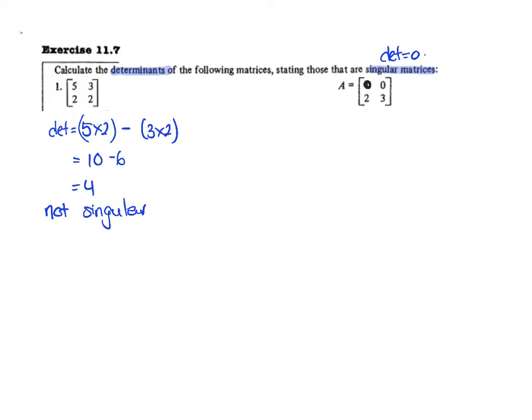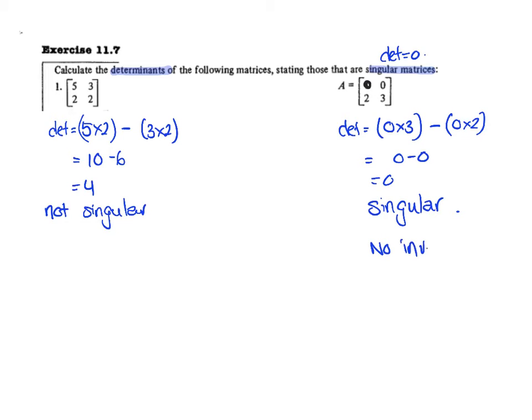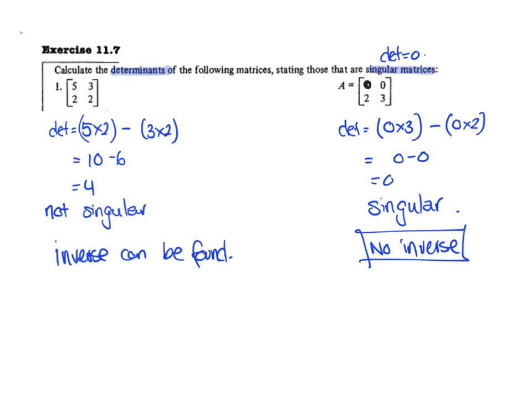Okay, let's do this one. The determinant, what will it be? It'll be 0 times 3 minus, which would be 0 minus 0, which is 0. So this one is singular. Okay, really easy. So there's no inverse for this one, is there? No inverse for this one. Inverse can be found for this one. Okay? Just so you know, there'll be a whole heap of other questions that you've got to do.